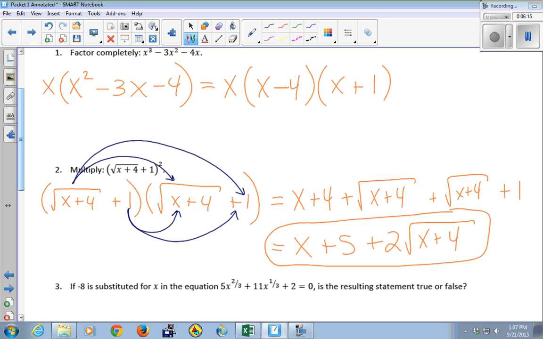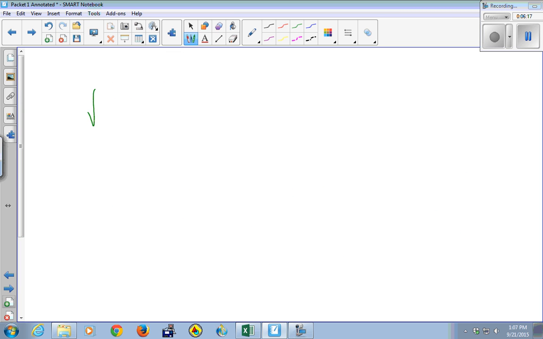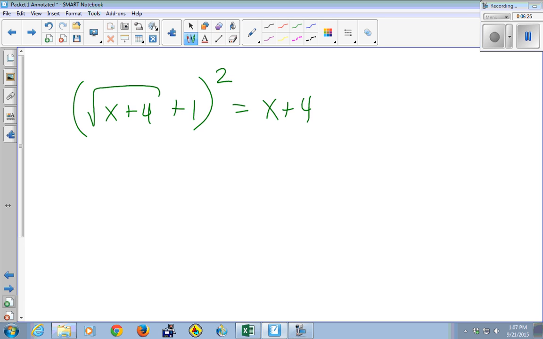So it'd be very, very common to see somebody write radical x plus 4 plus 1, squared, and they would just say, oh, well, this squared is x plus 4, and 1 squared is 1, and write x plus 5, and say that's the answer, right? But when you square something, you have to actually multiply it times itself, do the FOIL all out. So this is not true, right? So be careful of that common mistake.